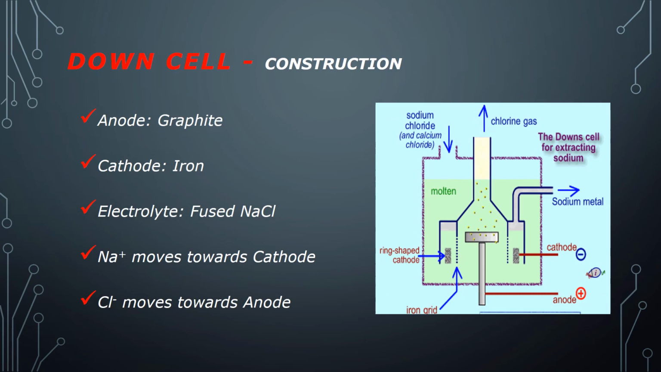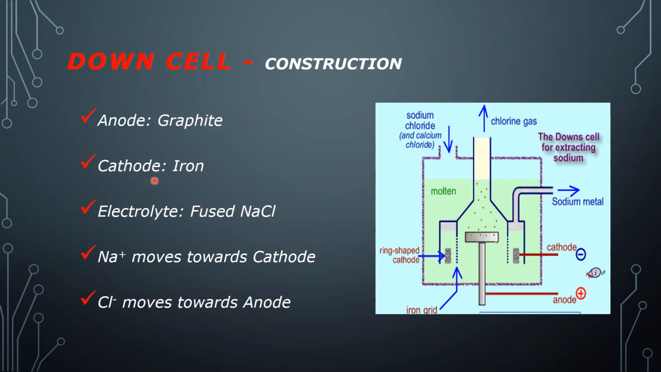The cell used to manufacture sodium metal is called Downs cell. It is a type of electrolytic cell, meaning a cell which uses electricity to drive a chemical reaction. Here we will use electricity to produce sodium metal from sodium chloride. It consists of a graphite anode. This electrode in the center is made of graphite and it will act as anode.